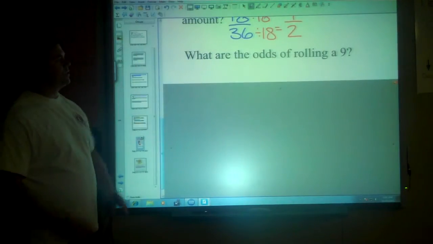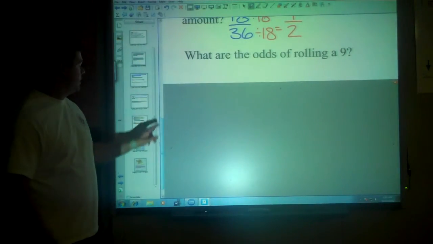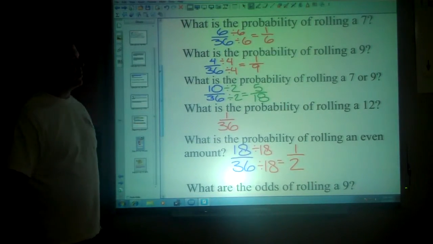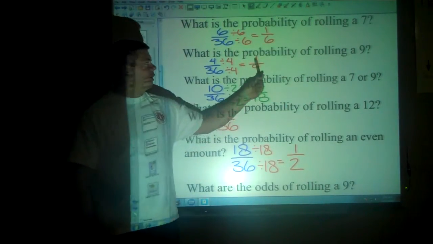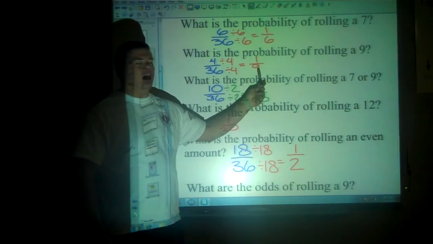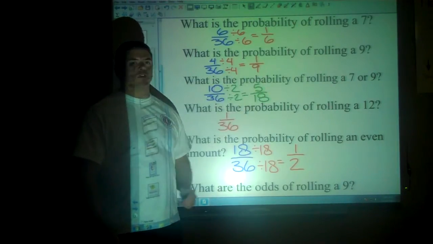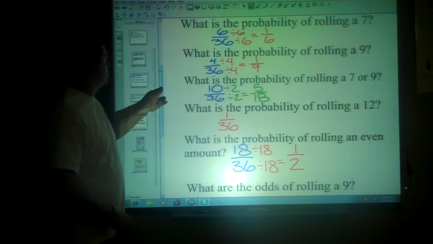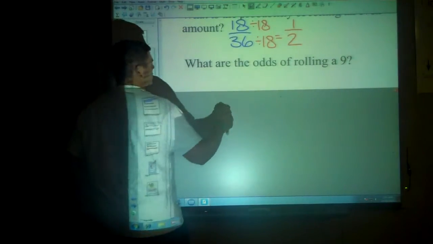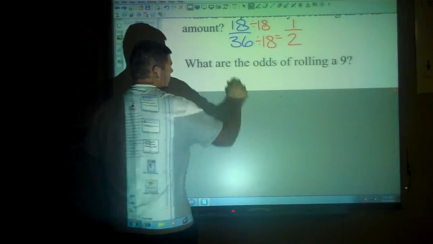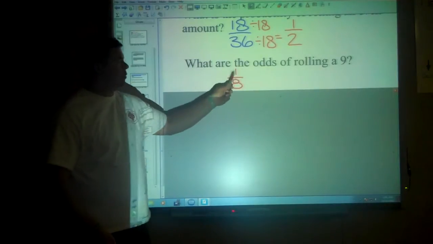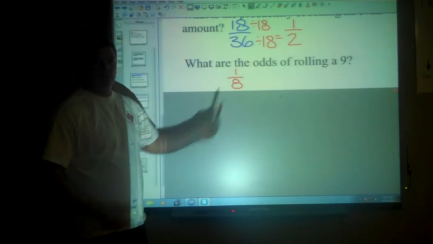Right? What are the odds of rolling a 9? Now this is different. Someone's going to say, didn't you already do that? No. I did the probability of rolling a 9. The probability of rolling a 9 was one favorable out of 9 possible. If there's only one favorable, how many losers are there? Well, there would be 8 losers. So the probability turns into odds of 1/8. There's still the one favorable for every 8 losers.